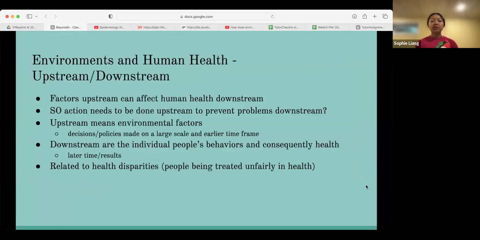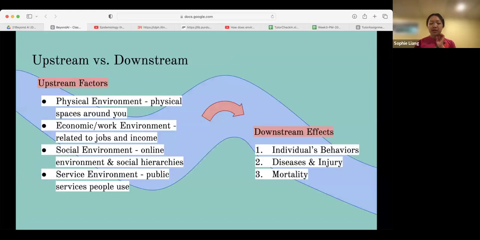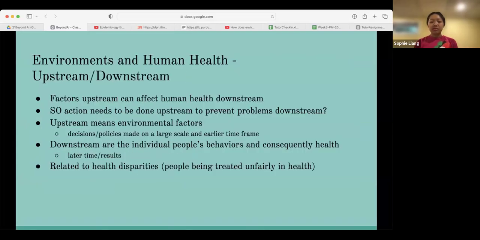Okay, and then another concept is the concept of upstream versus downstream, in environment and human health. So upstream, downstream, you show this picture, it goes from before and then it flows down to later. And later the impacts can still be felt. Okay, so factors upstream can affect human health downstream, because like the name suggests, it does flow in that general direction.